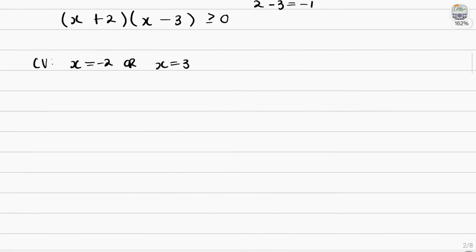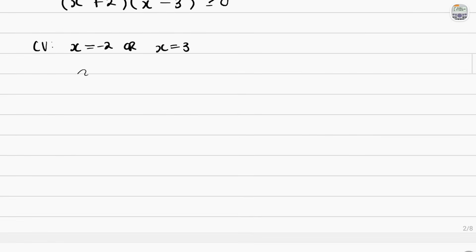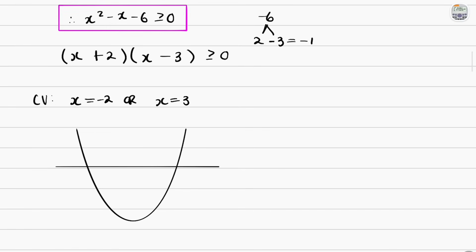Because it's a positive value, it means that your parabola is going to be concave up. So it is a concave up parabola, or smiley face parabola. And we put down our critical values. So our critical values are negative 2, that's the smaller one, and the bigger one is 3.